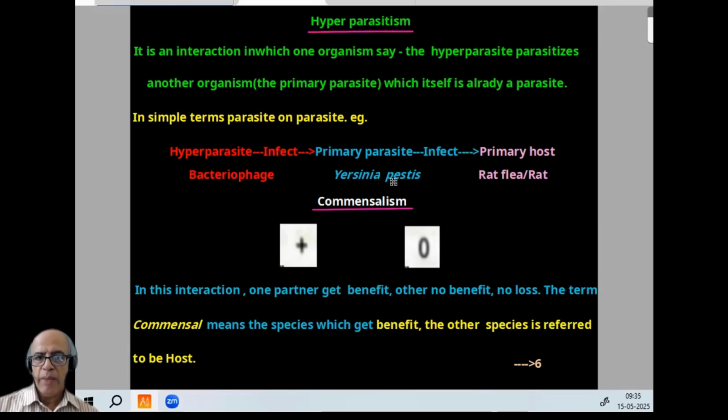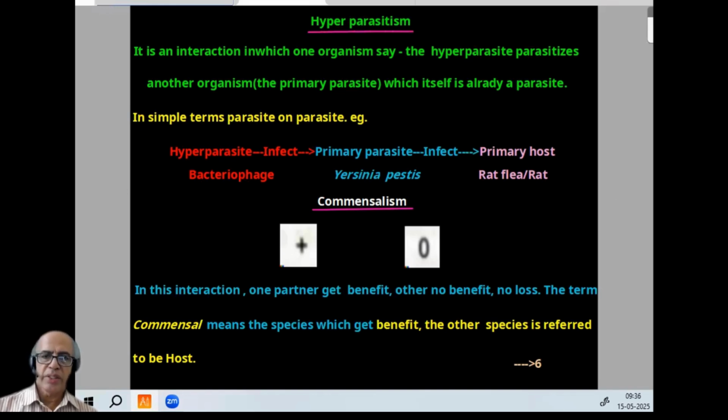See, the hyperparasite is a bacteriophage, which will infect the primary parasite, that is the plague-causing bacteria Yersinia pestis. So the bacteriophage infects the bacteria, and that infects the primary host, that is the rat flea, or rat. I think the idea is clear, what is hyperparasitism.